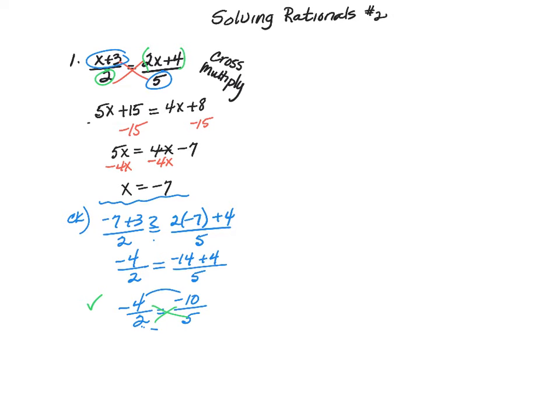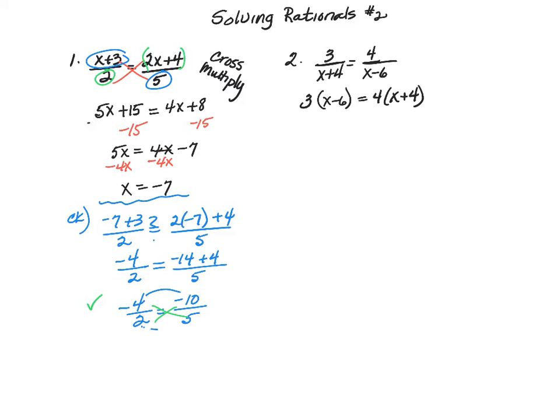So let's try another one. This time we're going to use 3 over (x plus 4), and that's going to be equal to 4 over (x minus 6). So the rule here, as always, is we cross multiply. Cross multiplying, I will get 3 times (x minus 6) is equal to 4 times (x plus 4).